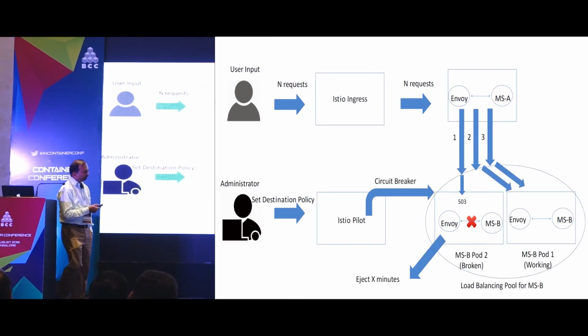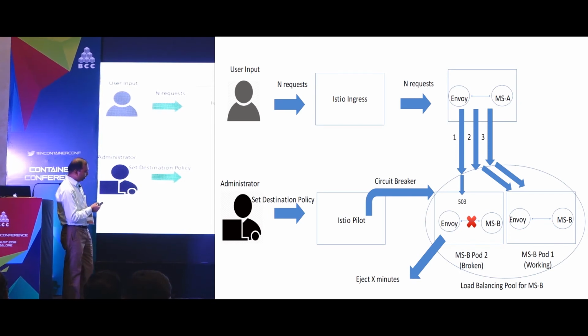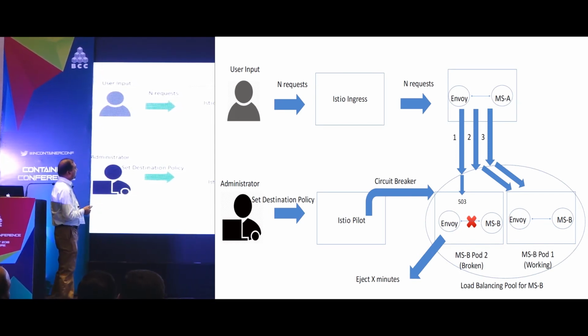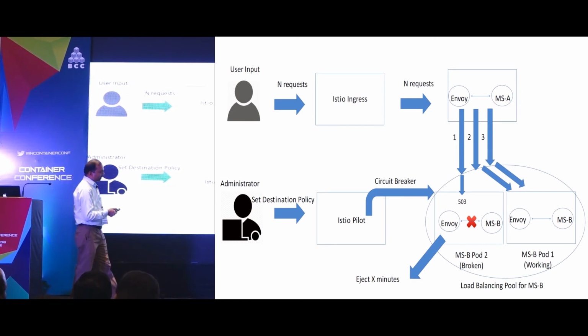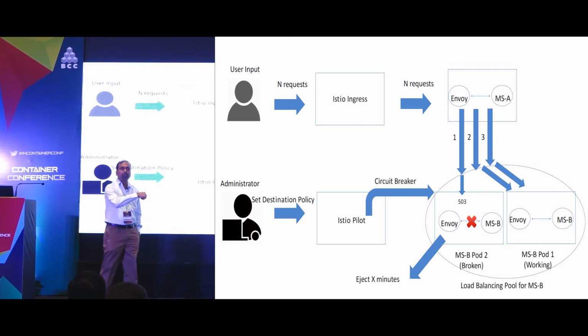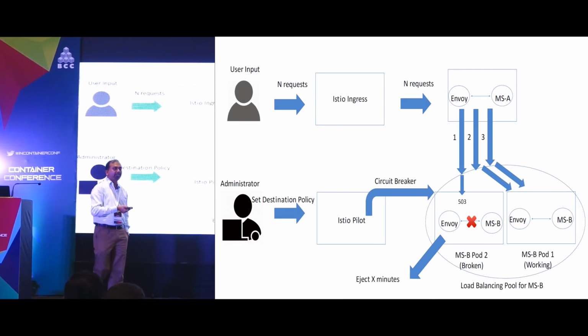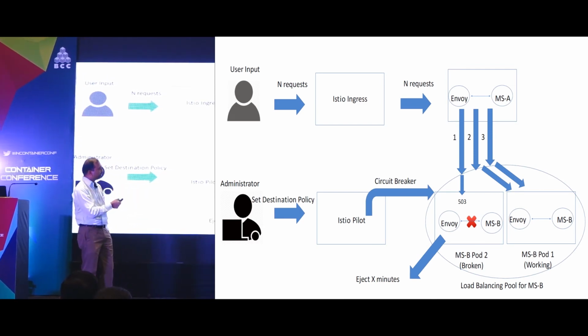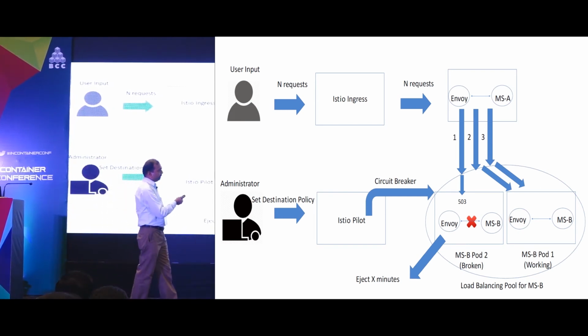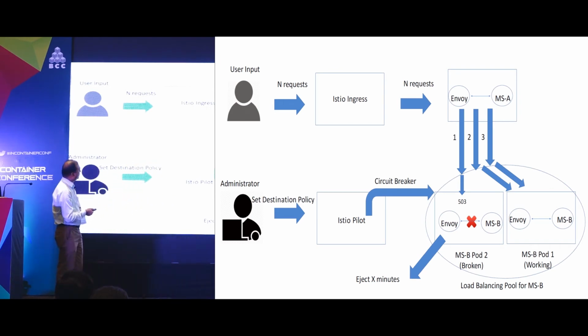Another thing I'll cover is, for example, let's say you have a container which is broken, right? If the requests are coming and going to that broken container, it may not be able to serve the request. So what you need to do is divert those requests to the pod which is available, right? That is taken care of by this destination policy.